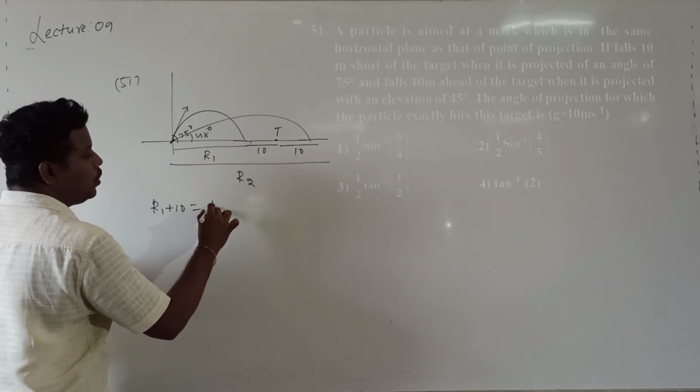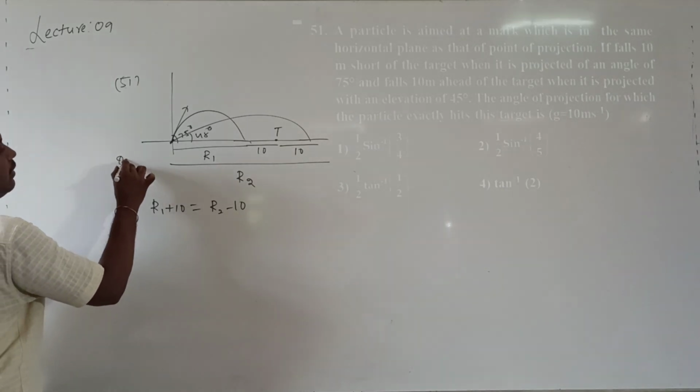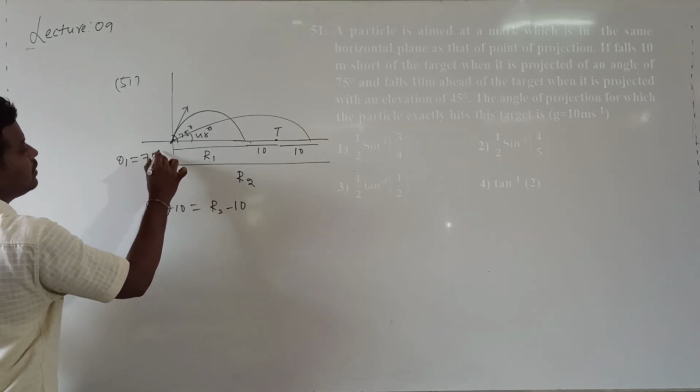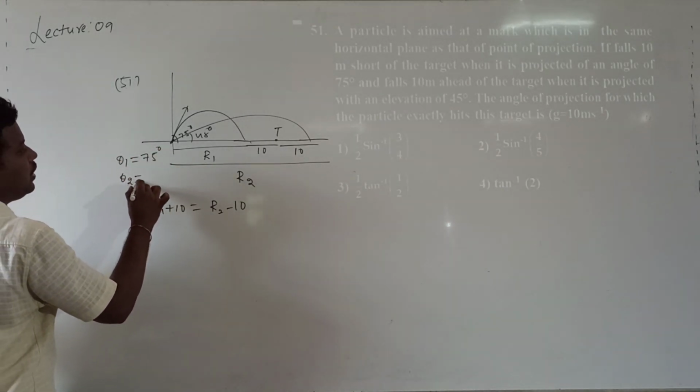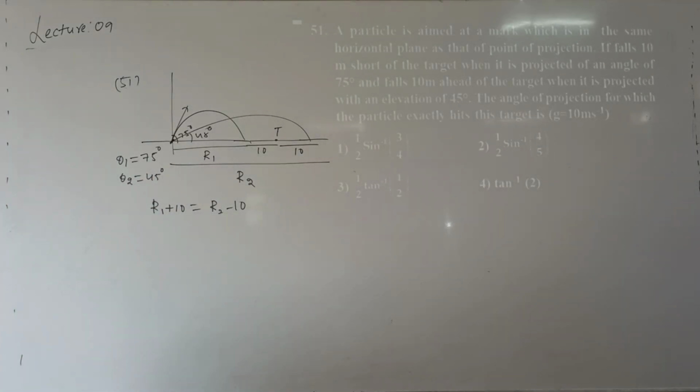Can I write R2 minus 10? Both are equal only, no? So what is R1? Theta 1 value? Theta 1 is equal to 75 degrees. Theta 2 is equal to 45 degrees. Angle of projection differs, velocity of projection in both the cases is the same.